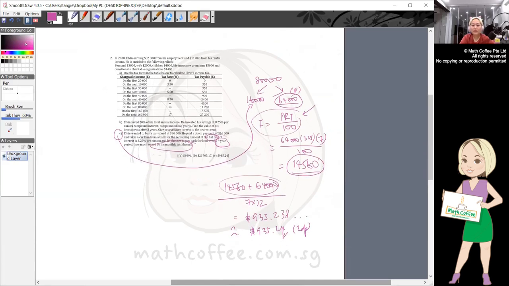So this is finance. I covered the 3 most important concepts of finance: taxation, hire purchase, and compound interest. Of course there are more, but these are the common kinds of questions that they ask.